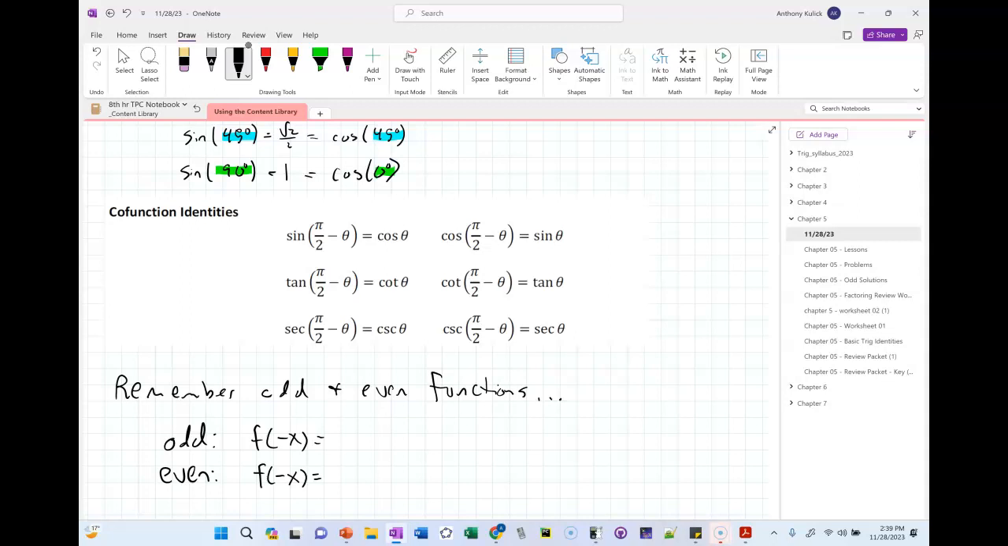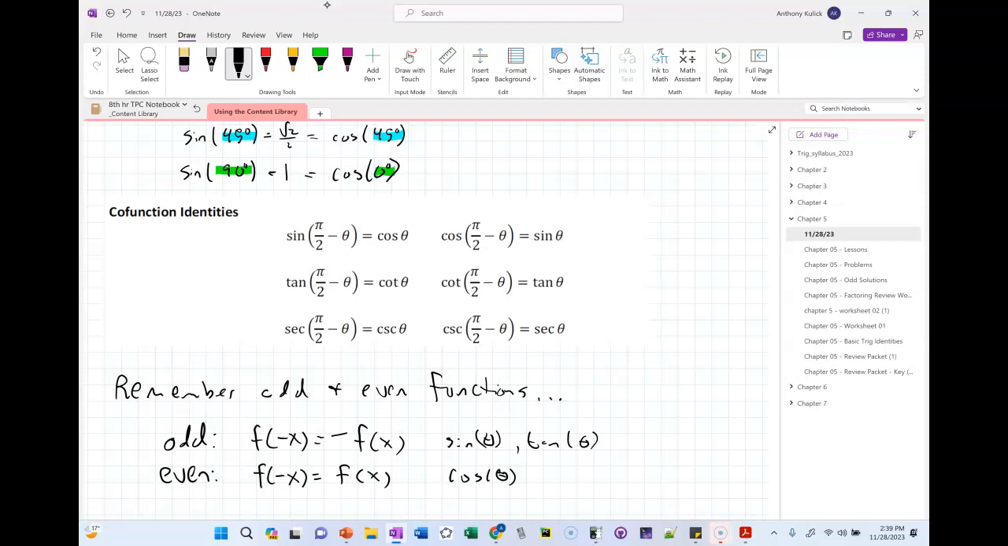Oh, you guys, mathematics is all about your definitions. Odd functions, it's negative f of x. Even functions, it's regular f of x. Now, do you remember also in chapter 3 when we graphed sine, cosine, and tangent, we noticed that cosine was even and sine and tangent were odd.